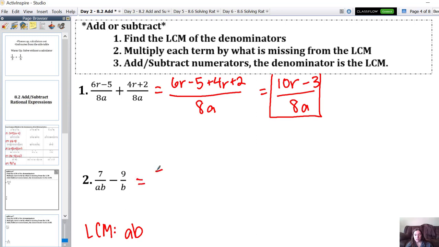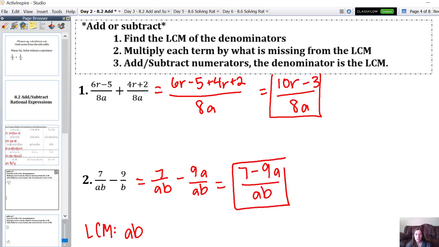So this can be rewritten as 7 over ab minus 9a over ab. Here, a over a is just our fancy 1, like what we were doing when we would rationalize the denominator with radicals. Here, our fancy 1 is a over a. Now we have the exact same denominator, so we can subtract across the top. 7 minus 9a over ab, and there's nothing to simplify.